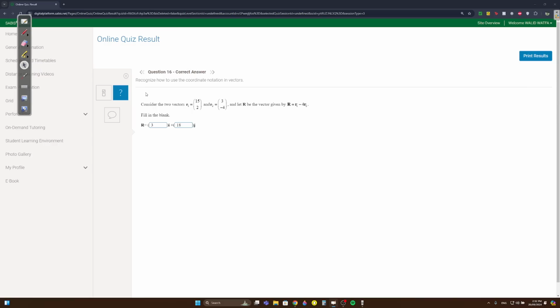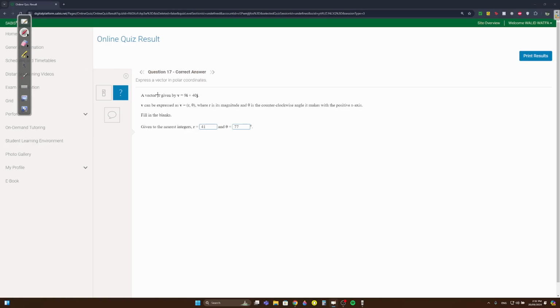If this comes written and they tell you to leave your answer in terms of i and j, you put it as 3i plus 18j. If they tell you to leave it in column notation or coordinate notation, then you just put 3, 18. Remember vector symbols, guys. Please, vector symbols, vector arrows. i should have a vector symbol, j should have a vector symbol, and the letter of the vector should always have a vector symbol.